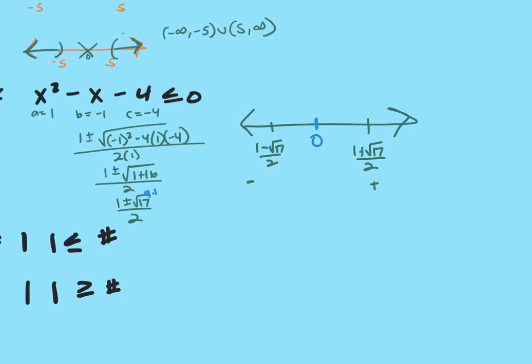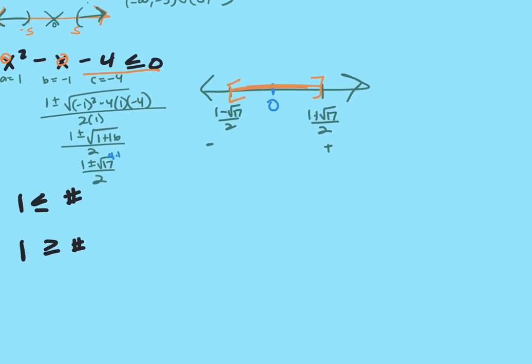Sure. All right, so then I would plug in like the 0 because it's in between. 0, 0 minus 4 is less than or equal to 0. So I would shade in between and they both get brackets. And when I write that answer, it's kept exact, not the approximation.